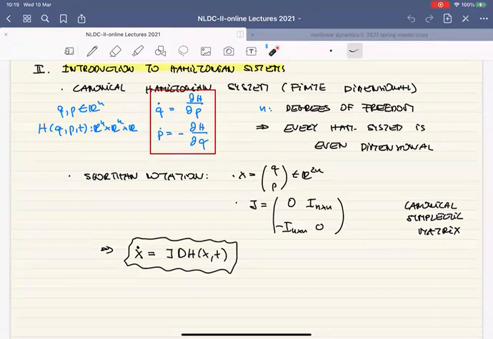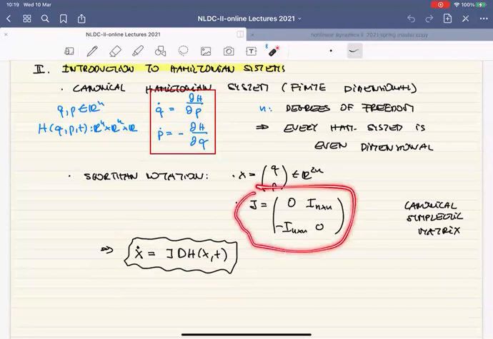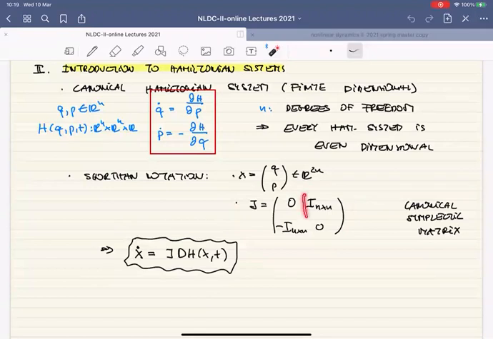As we have actually seen, you start out by taking the gradient, but then you do a rotation on that gradient, which in the canonical case can be described by this canonical symplectic matrix, which is simply a skew-symmetric matrix that you build out of the m by n identity here and minus m by n identity there.